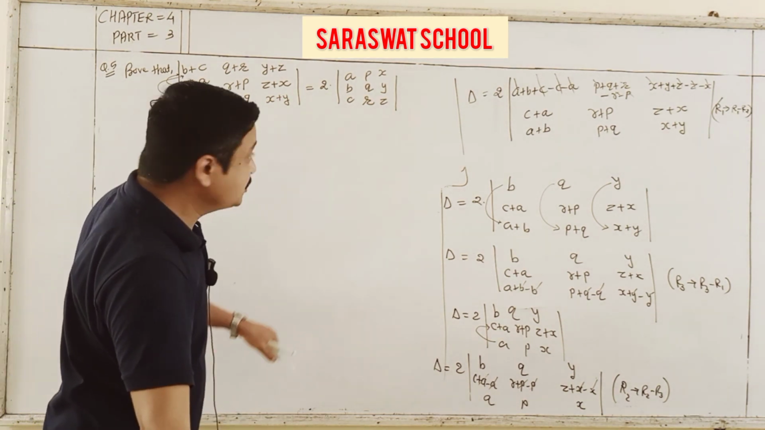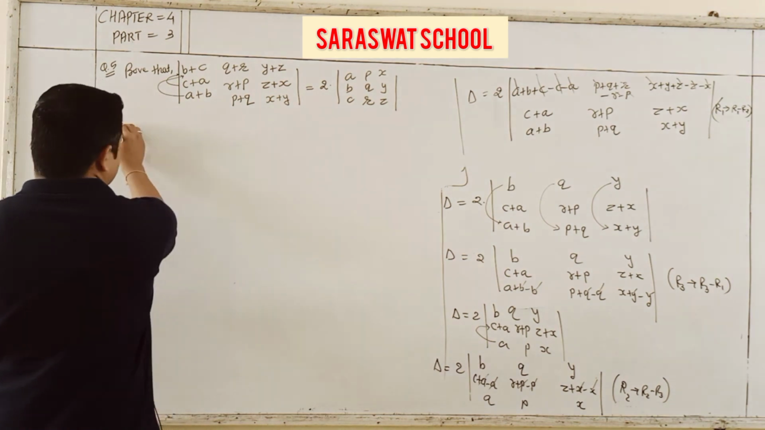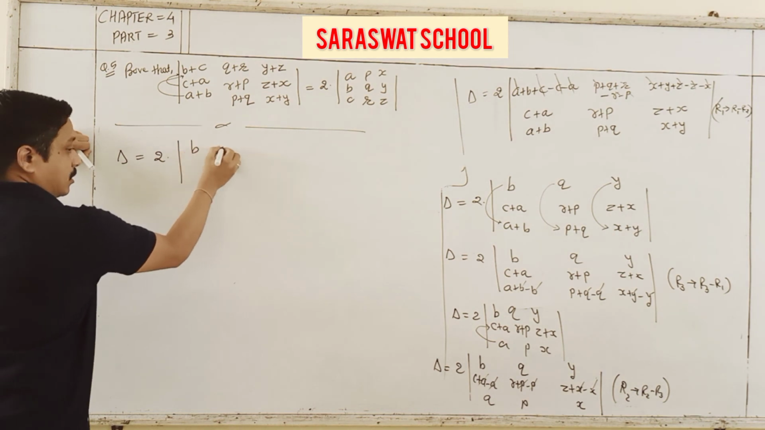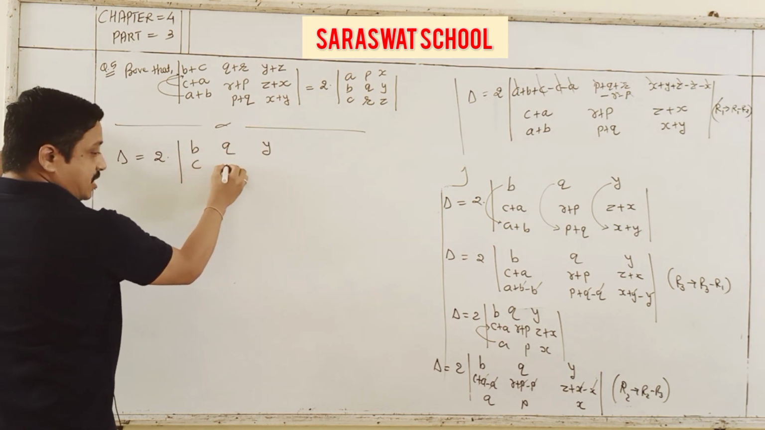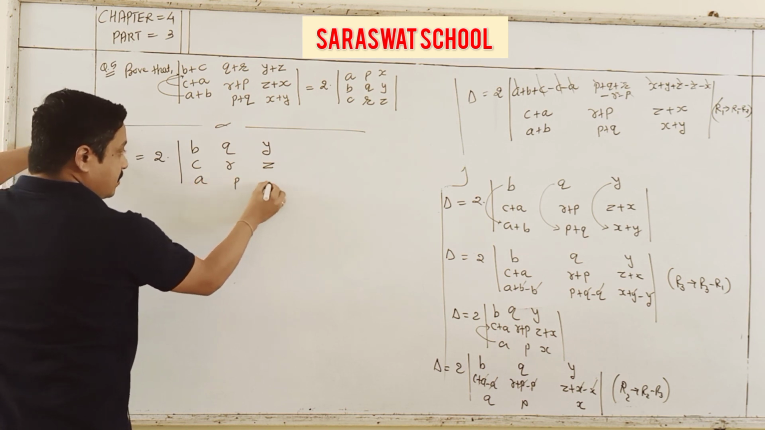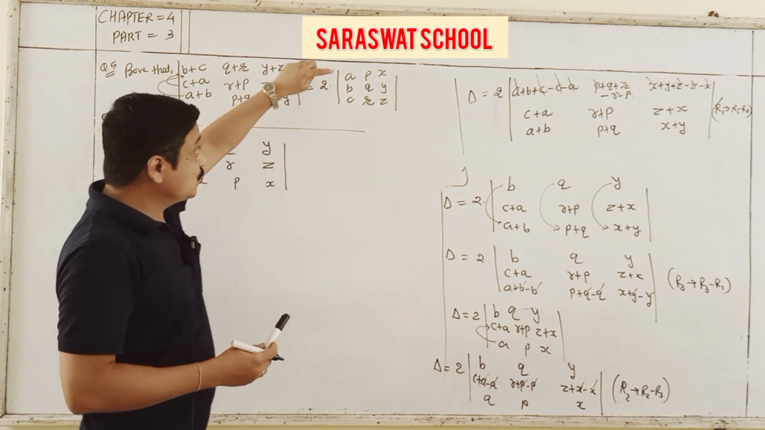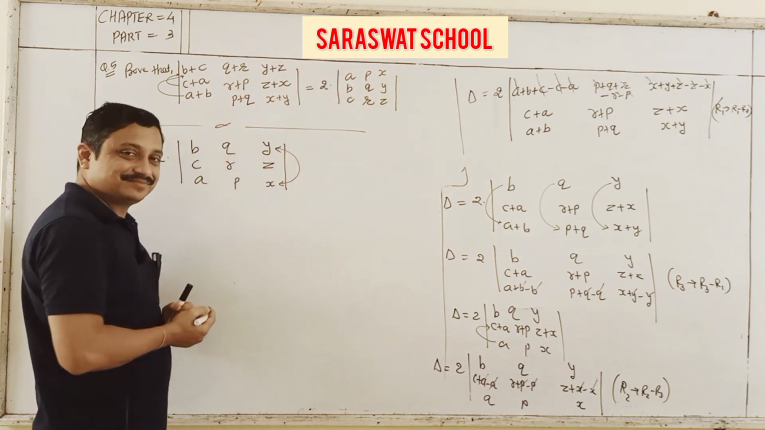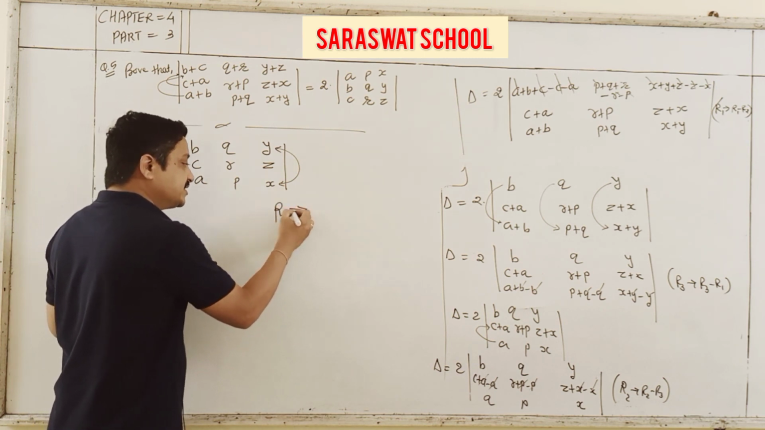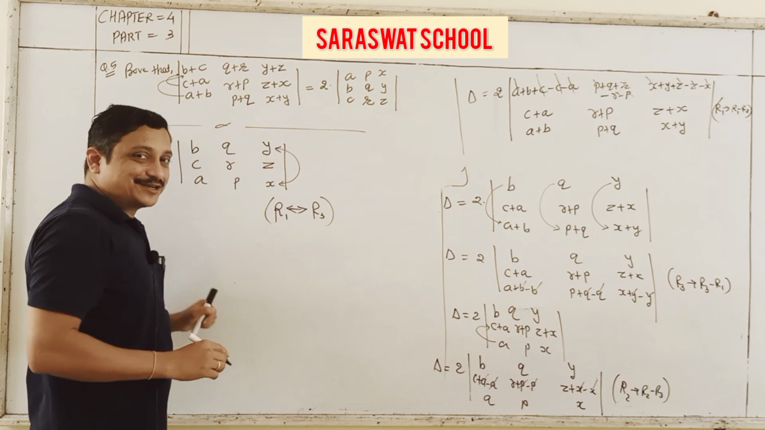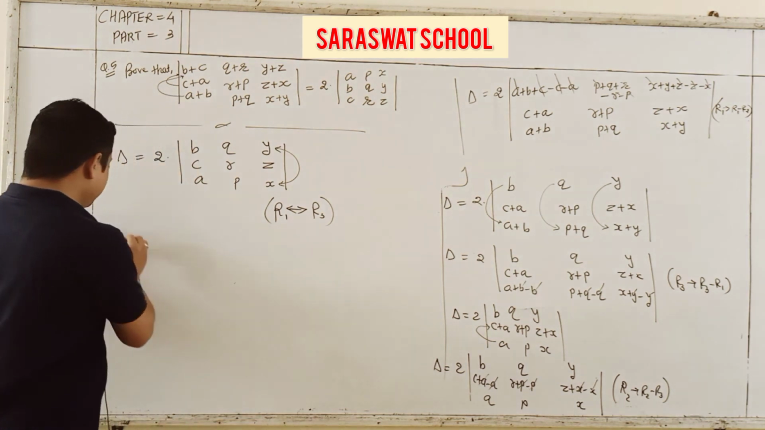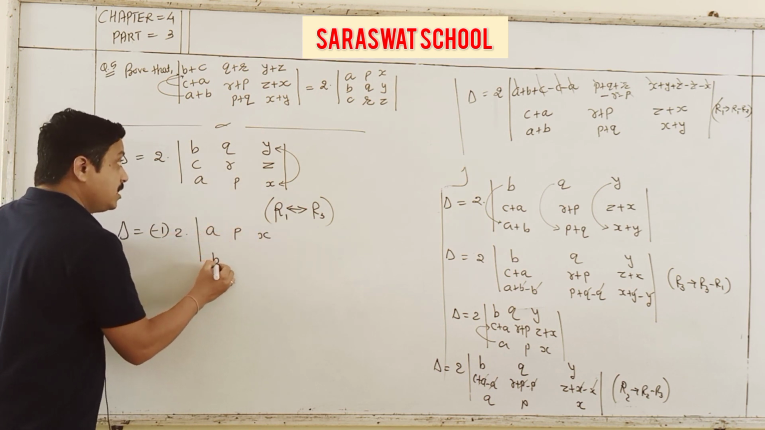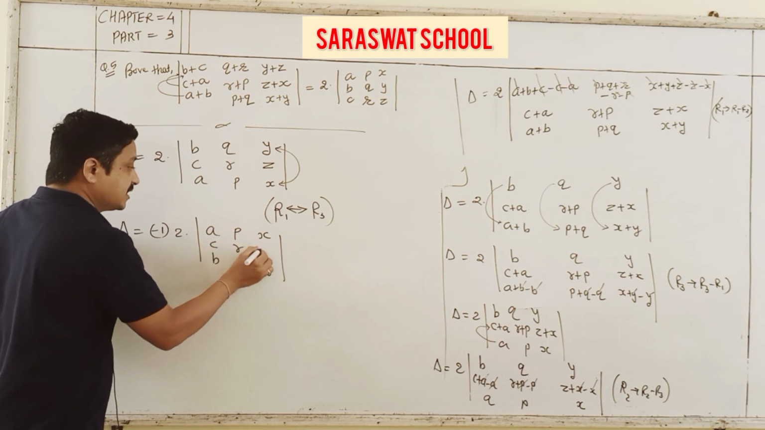So students, here check, this is your RHS. So that's why I will show this step again. Delta is 2, with rows P, Q, Y... here C, R, Z, and A, P, X. So check here, in the first row I want A, P, X. So these rows are exchanged with each other. Yes, row 1 exchanged with row 3. The value of the determinant becomes negative by property 2. So here it is negative: A, P, X and B, Q, Y, other same as C, R, Z.